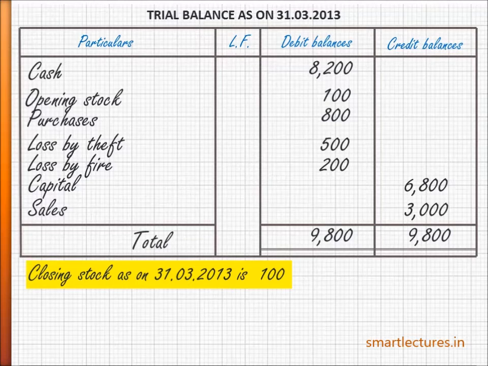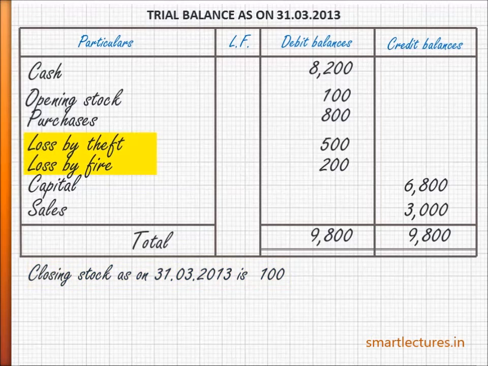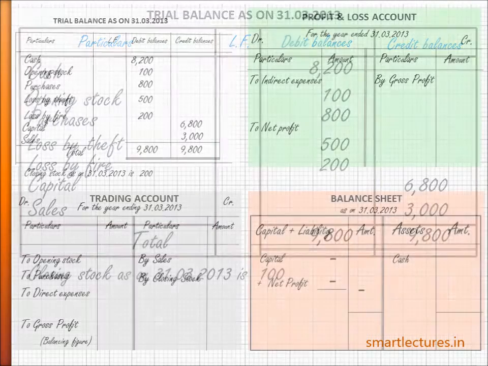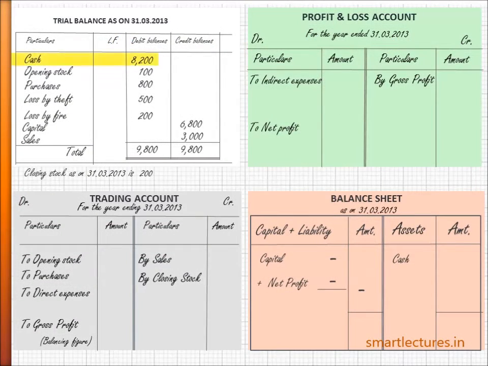So have you noticed anything on the debit side of the trial balance? Loss by theft. This is a loss. It is always in the category of indirect expenses. Loss by fire. It is a loss. Loss is always taken to the profit and loss account debit side. So first of all, cash. It will be taken to the debit side of the balance sheet, 8,200. Opening stock. This is a debit item. It will be taken to the debit side of the trading account.